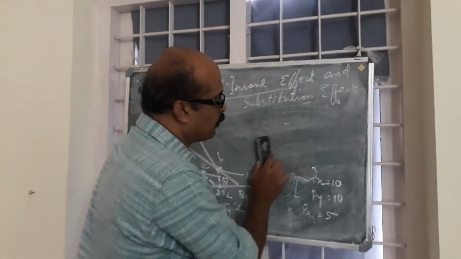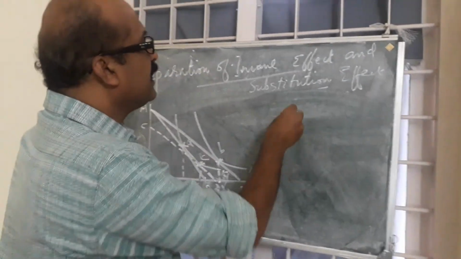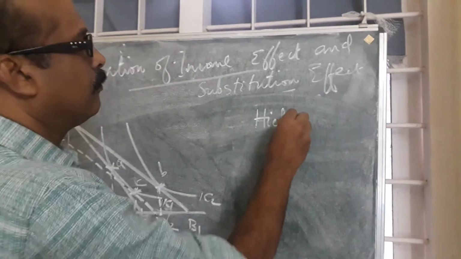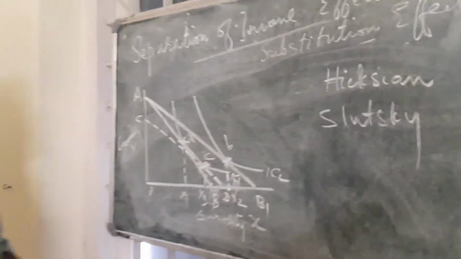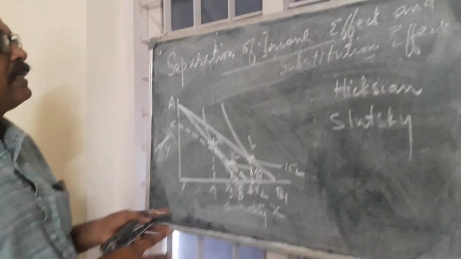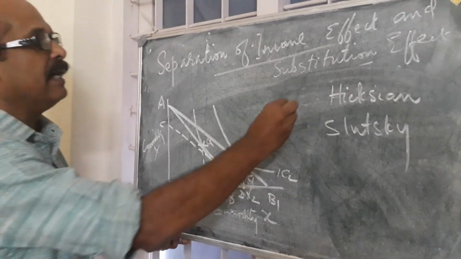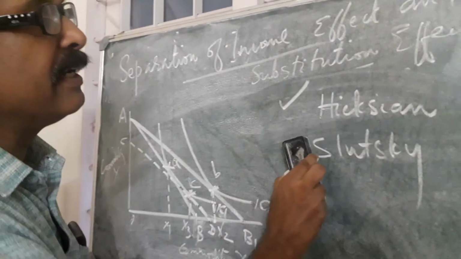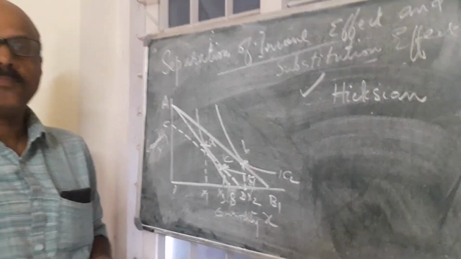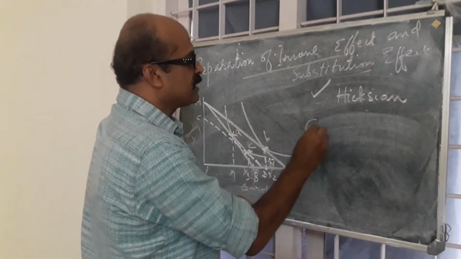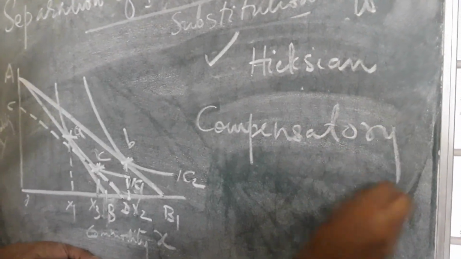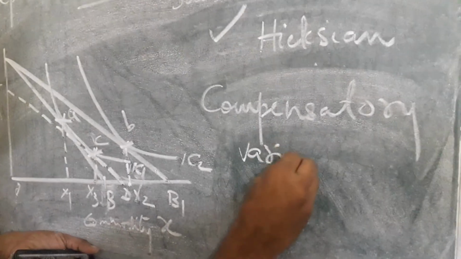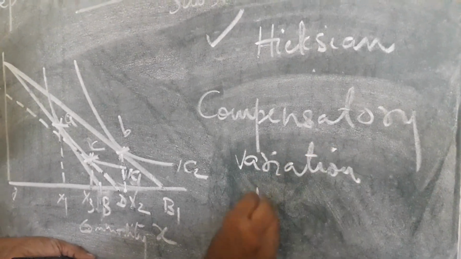Now, there are two approaches. One is known as the Hicksian approach. The other is known as the Slutsky approach. These are two different ways of separating the income effect and substitution effect. And now we are going to discuss the Hicksian version of it, which is known as the compensatory variation in income method.